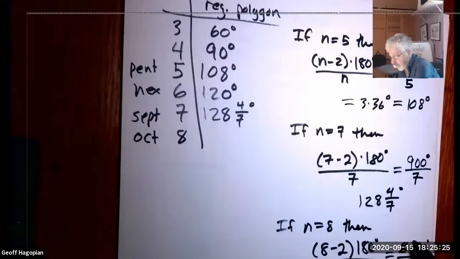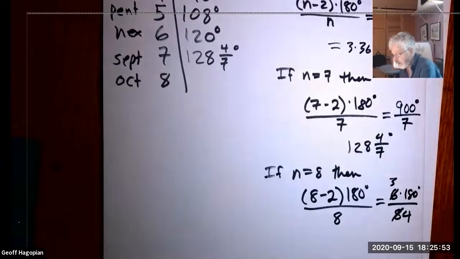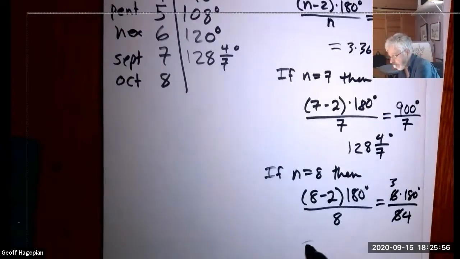And we can reduce by a factor of 2. And then we have 3 times 180 divided by 4. And 180 is actually evenly divisible by 4, right? So I reduced 6/8 to 3/4 there. You see that? And then 4 goes into 180 45 times, right? So this is 3 times 45, which is 135 degrees.